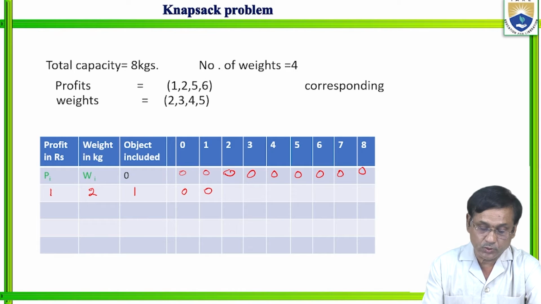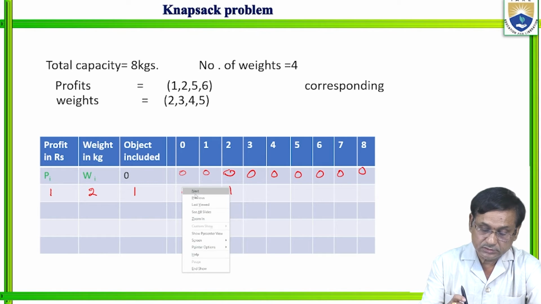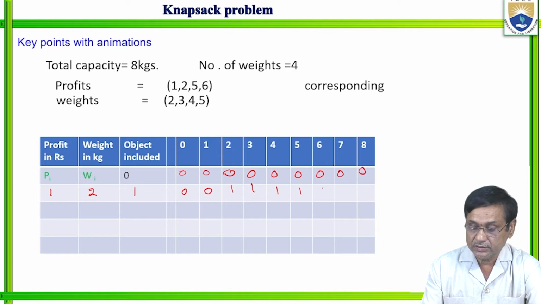This is 0. When it is 2, then the profit is 1. The profit is 1. Then, when the weight is 3, the profit will be 1 only. Here it is 1, 1, 1, 1, 1, 1.